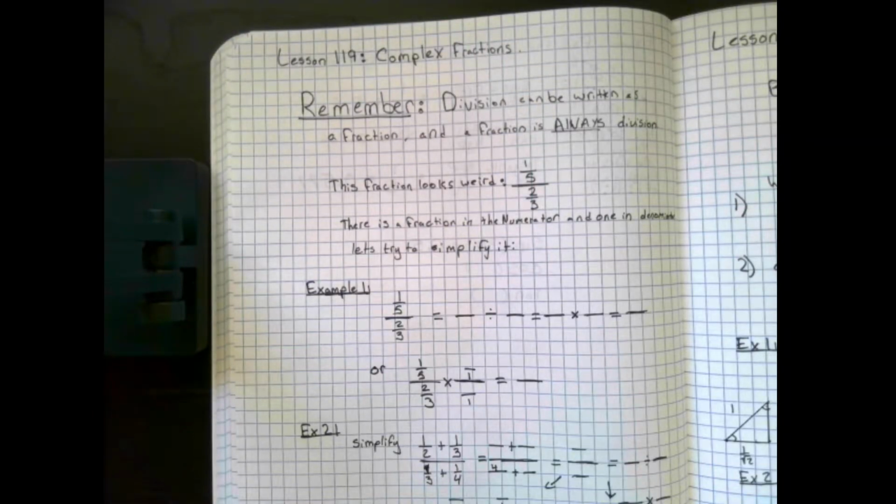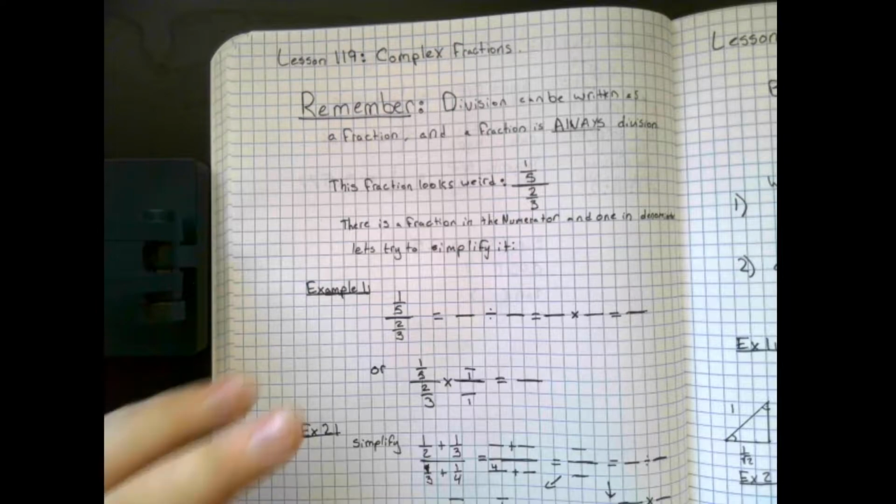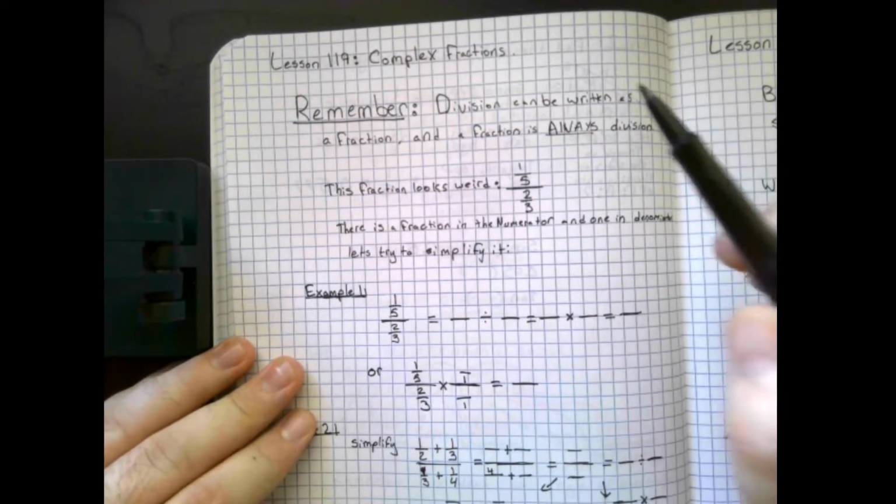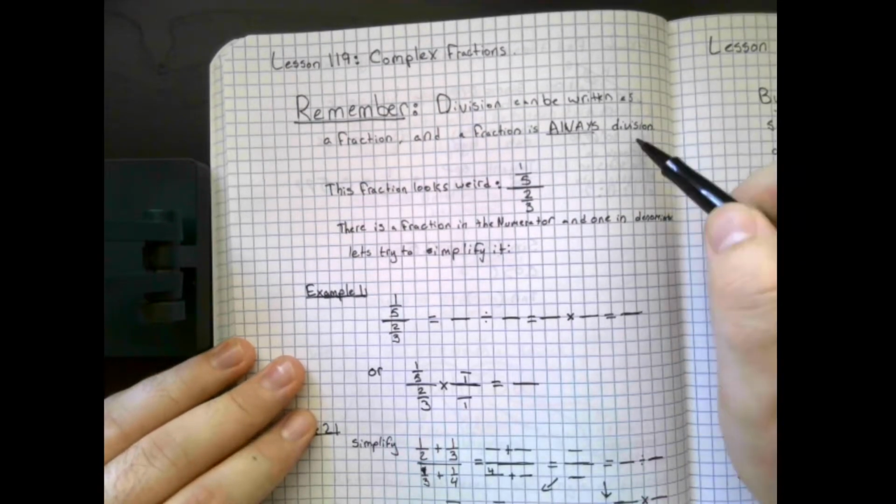Welcome to Saxon Math Course 3, Lesson 119. Now, Lesson 119 is about complex fractions, and I'm going to actually show you about two different ways that we can deal with complex fractions. Now, important to remember is that division can always be written as a fraction, and a fraction always represents division.